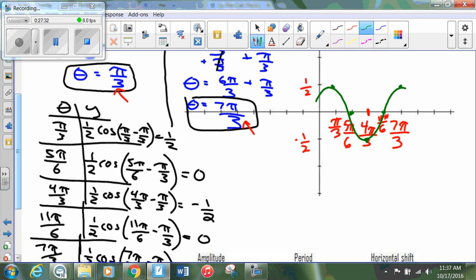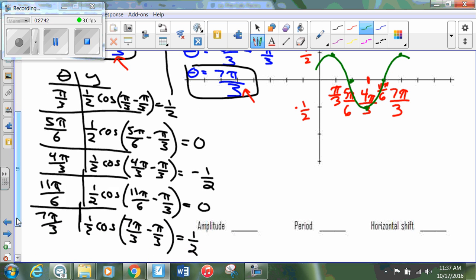All right. So let's finish amplitude. If we put our hand in the middle, how much higher is it? How much lower is it? It's 1/2. We could have also noticed that just by looking at the equation.